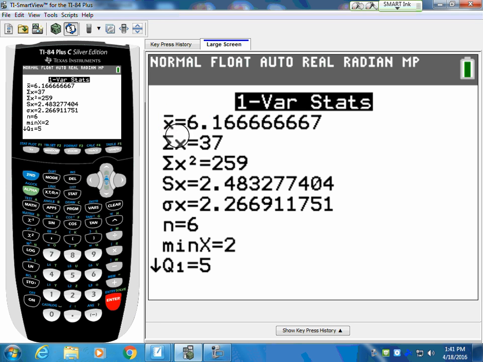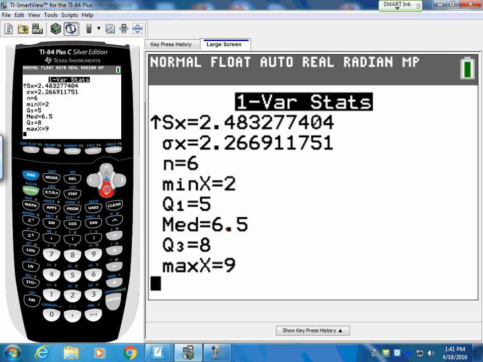Standard deviation: remember the difference between the two standard deviations. This is for a sample standard deviation. This is for a population standard deviation. We also have sample size down here, n equals 6. And then when we look at the lower values, there is our 5-number summary: min, quartiles, median, max. All there, real quick, real easy for you to grab and use overall.